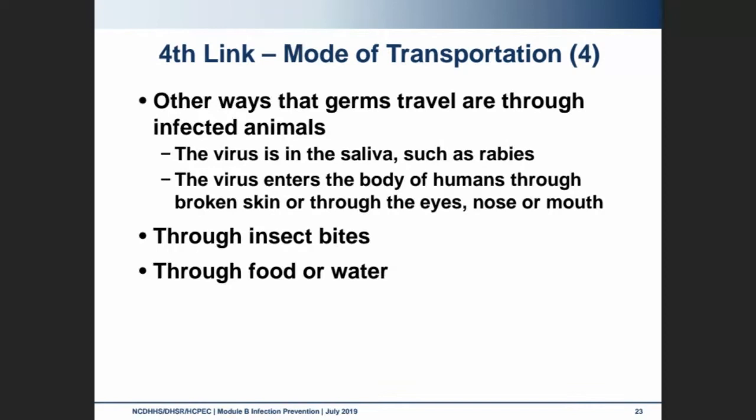Now, there are a few other ways that harmful germs can get around. This can be through insect bites, animal bites. You can also get it from eating or drinking food or water that is infected with harmful germs.